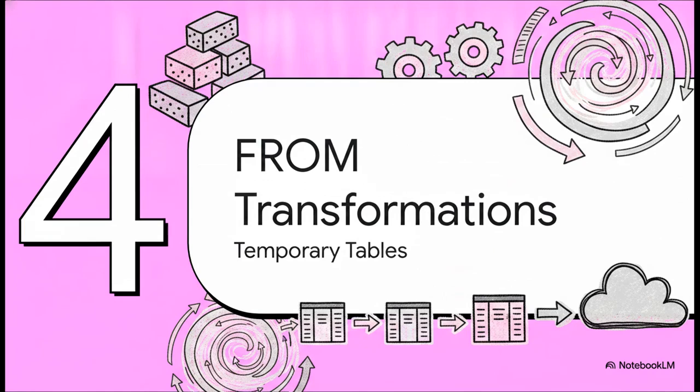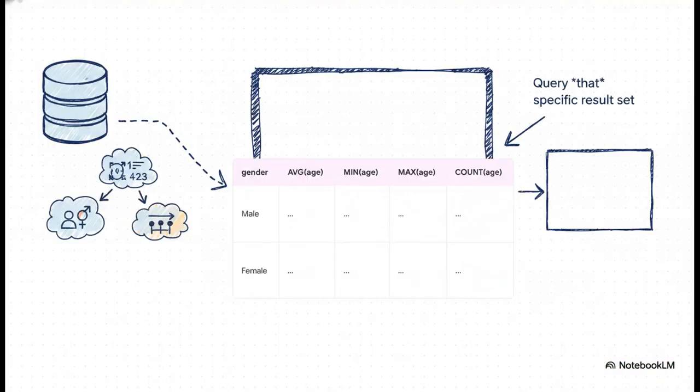Moving to our final area, number 4, transforming data using from to build temporary tables. All right, we are now officially moving way beyond just using subqueries as filters or calculators. We're going to use them to build entirely new, temporary tables right on the fly. Applying that handy inside-out rule again, let's start with the inner block. Here, we're grabbing the gender, the average age, the minimum age, the maximum age, and the count of ages all grouped up by gender. If you ran this completely on its own, you'd get a nice little summary table with just 2 rows. But what if we want to query that specific result set?